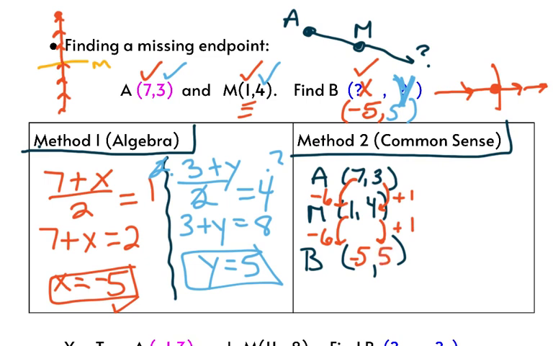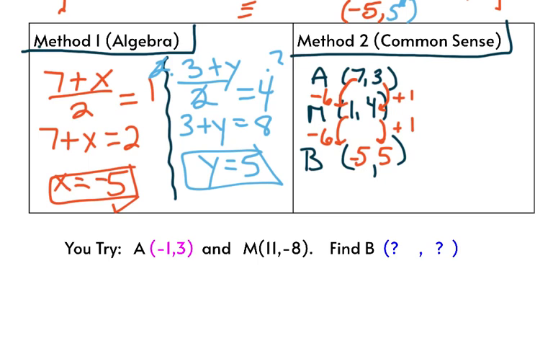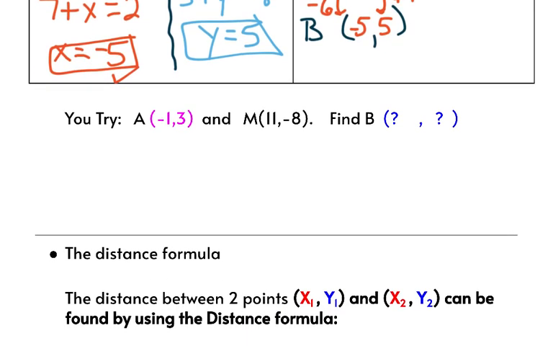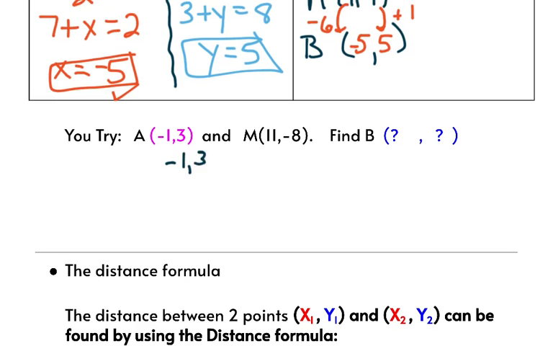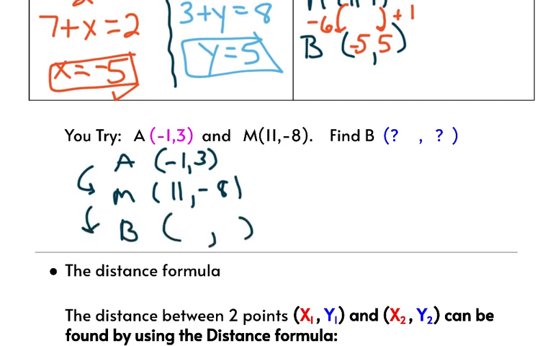Notice I arrived at that same endpoint, both algebraically and with common sense. So I challenge you to pause the video and pick the method of your choice. Mine is common sense, so that's how I'm going to do it, to find the missing endpoint. So now that you're back, here's what I do with my common sense method. I start at point A. I'm going to walk to point M, the middle. I'm going to keep on walking in the same direction to walk me to the other endpoint. So let's start walking.